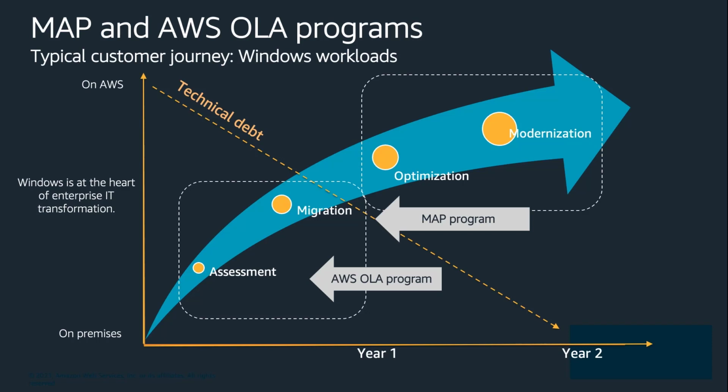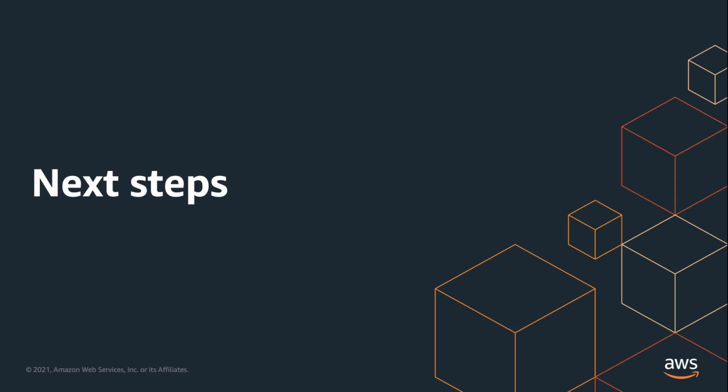AWS OLA qualifies customers for additional incentives for Windows workloads and provides access to specialists for a consultation on an appropriate licensing approach. Migration Evaluator is the first step in the AWS OLA and MAP programs. Running a Migration Evaluator assessment provides data that confirms whether a customer will qualify for these programs. Now you know how Migration Evaluator can kickstart your migration business case. So how do you get started with an assessment? Let's take a look.